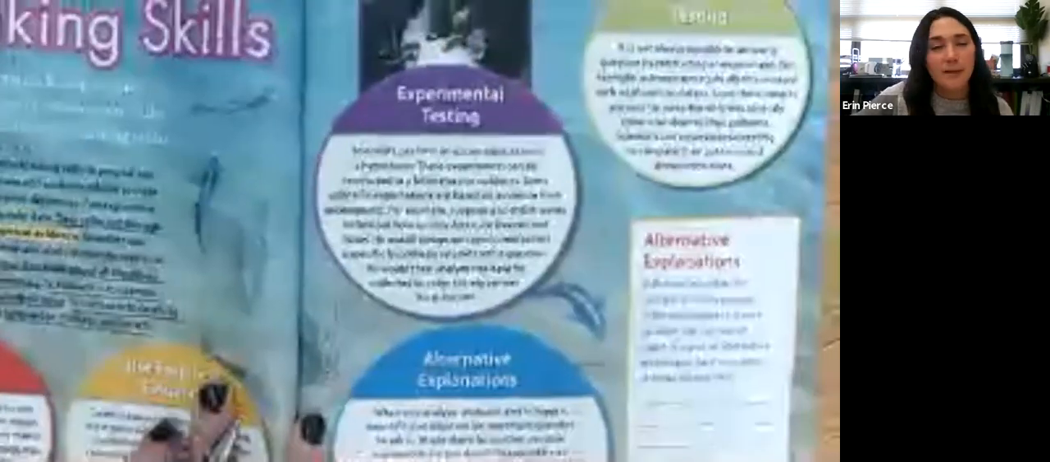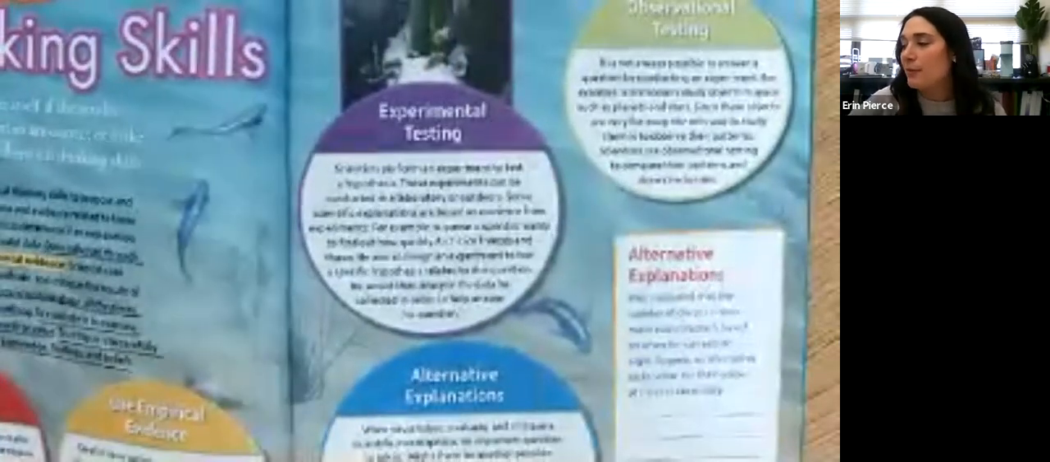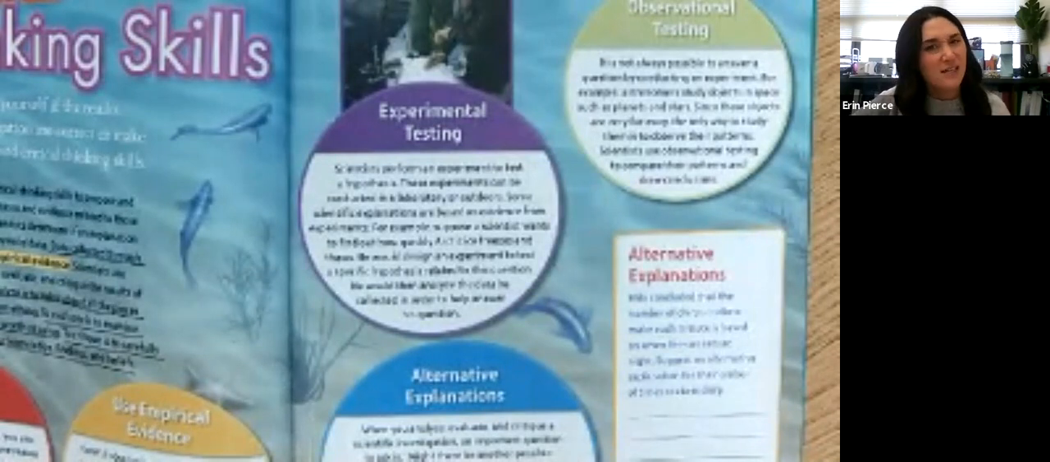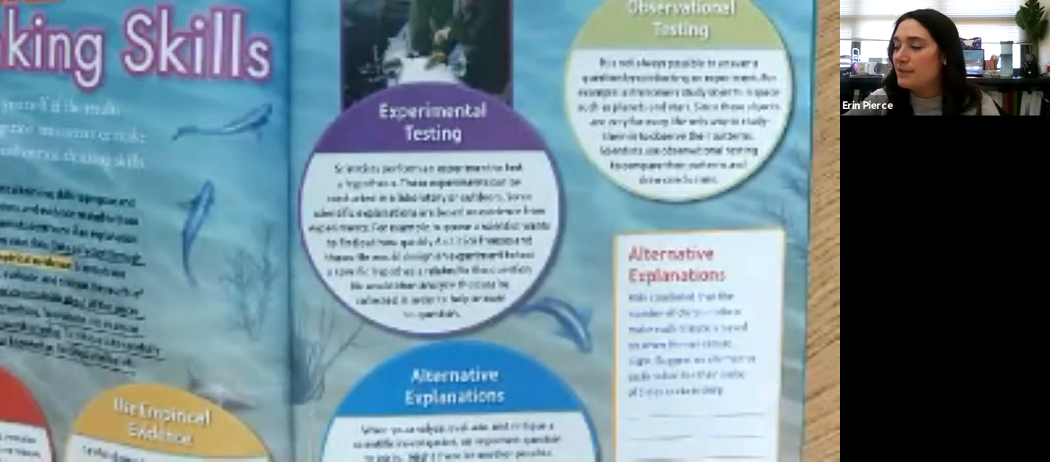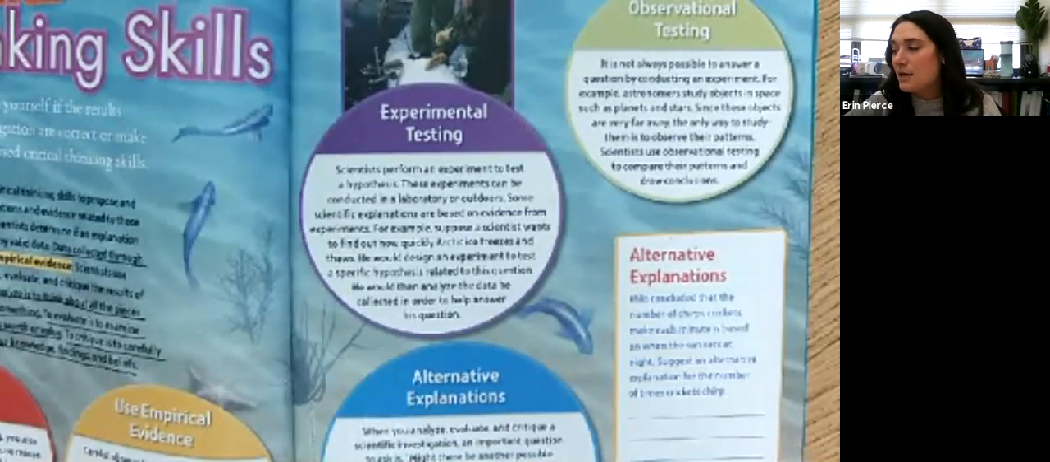Let's go up to experimental testing. Scientists perform an experiment to test a hypothesis. We talked about that in lesson 1. These experiments can be conducted in a laboratory or outdoors. Some scientific explanations are based on evidence from experiments. For example, suppose a scientist wants to find out how quickly Arctic ice freezes and thaws. He would design an experiment to test a specific hypothesis related to this question. He would then analyze the data he collected in order to help answer his question.